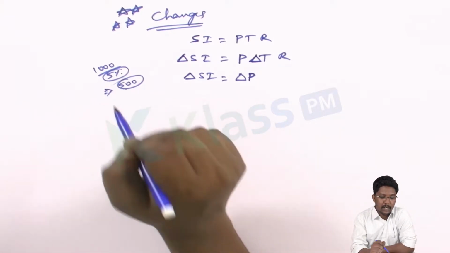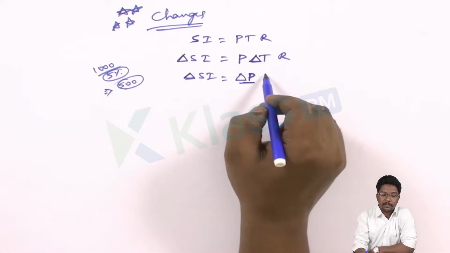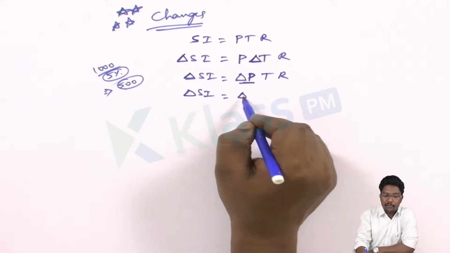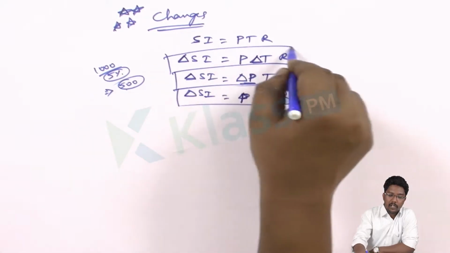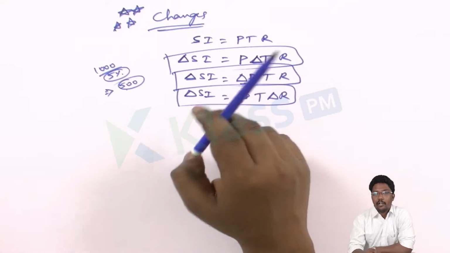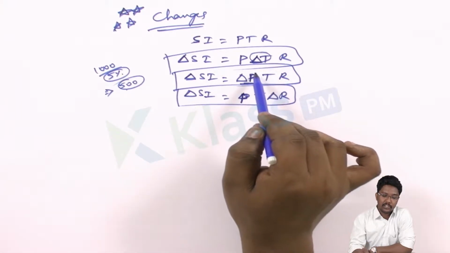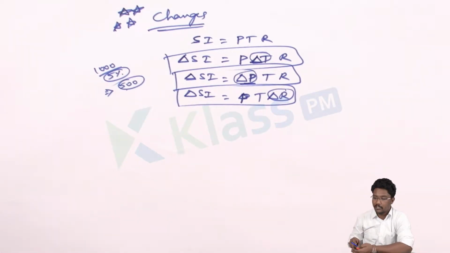So due to my principal amount changing, my simple interest also changed. Due to the changes in the rate of interest also, simple interest will change. Simple interest will depend upon principal, time period and rate of interest. So due to changes in the time period, the principal amount, or the rate of interest, my simple interest will change.